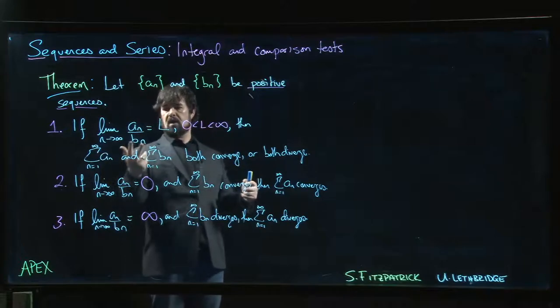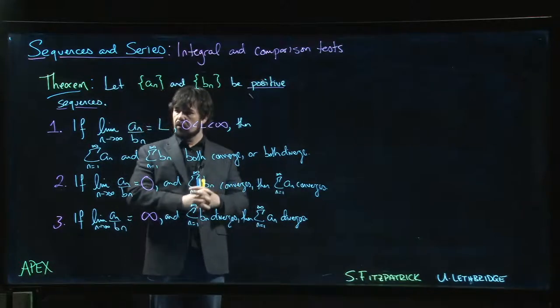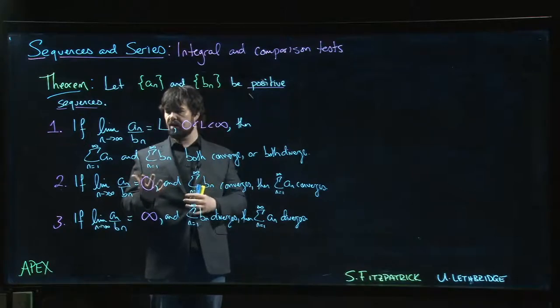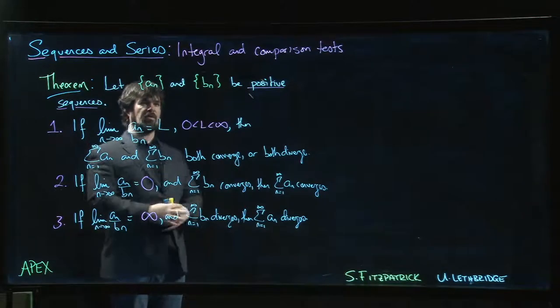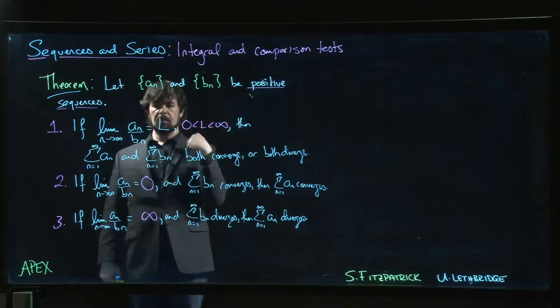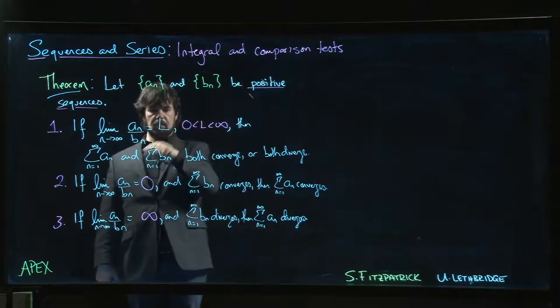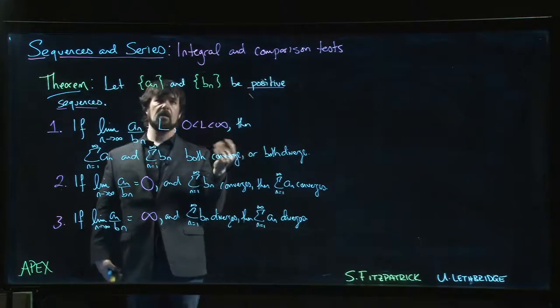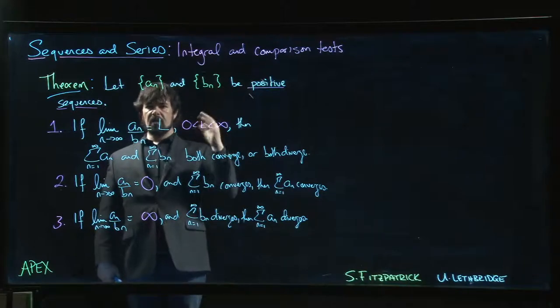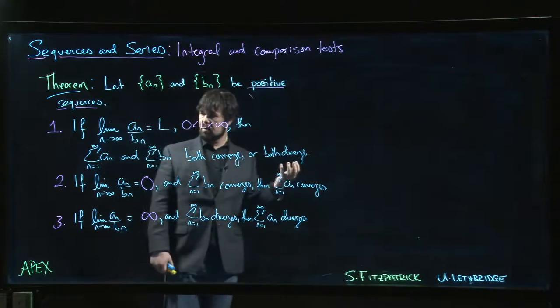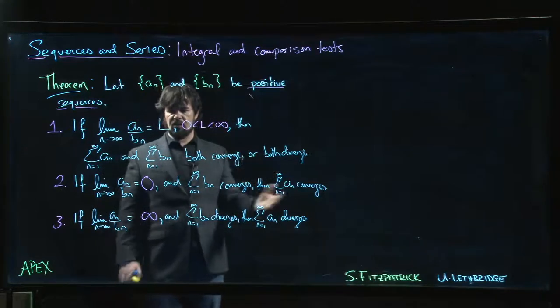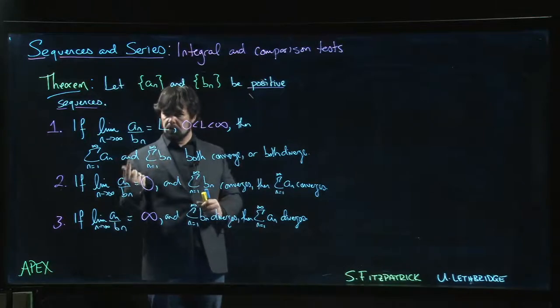So if the limit of the ratio is L, what that's telling you is that for large values of n, the terms in this sequence are roughly some multiple of the terms in this sequence. a_n is approximately L times b_n, where L is some limit. So they're kind of the same size. They're equal up to a constant multiple. And we know that as far as convergence of a series goes, a constant multiple doesn't matter. If there's a constant multiple, you can pull it out.